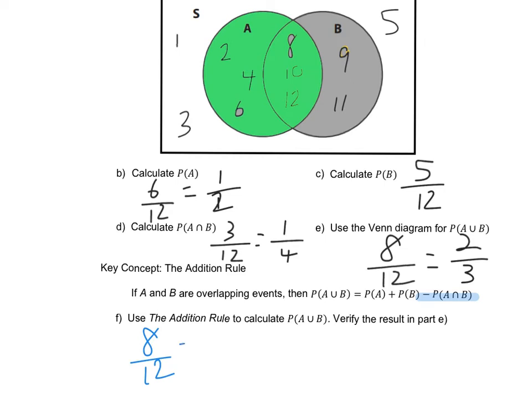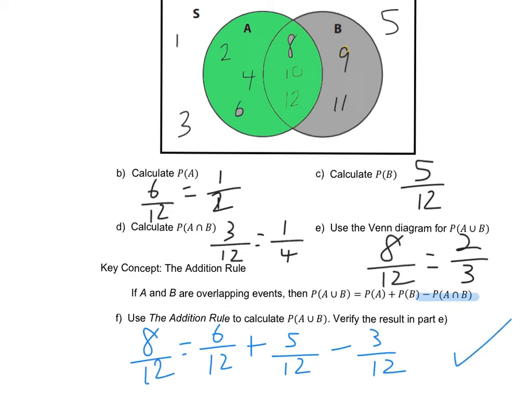And that equals the probability of A, which is 6/12, plus the probability of B, which is 5/12, minus the intersection, which is 3/12. Altogether, that's 6 plus 5 minus 3, that's 8/12. This is a true statement.